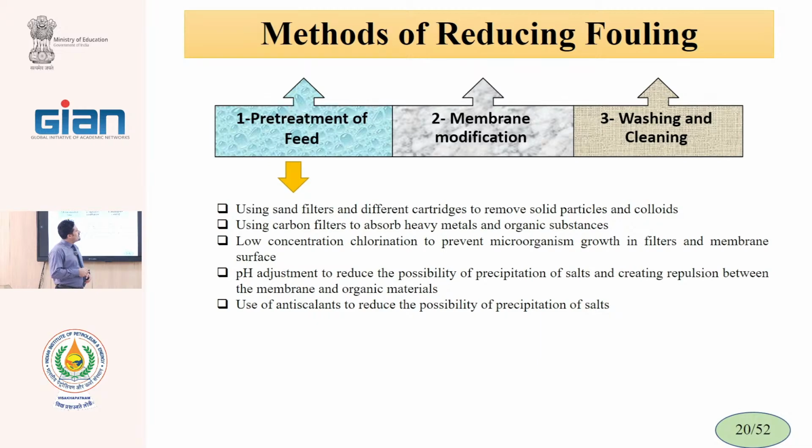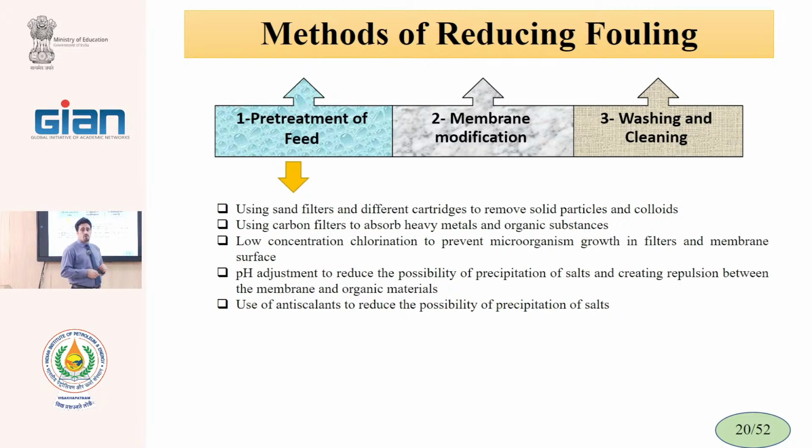The second one is membrane modification. We can increase the membrane resistance to fouling. For example, when we have antibacterial membranes, the microorganisms cannot grow, because when they come to the membrane surface, they will be deactivated.